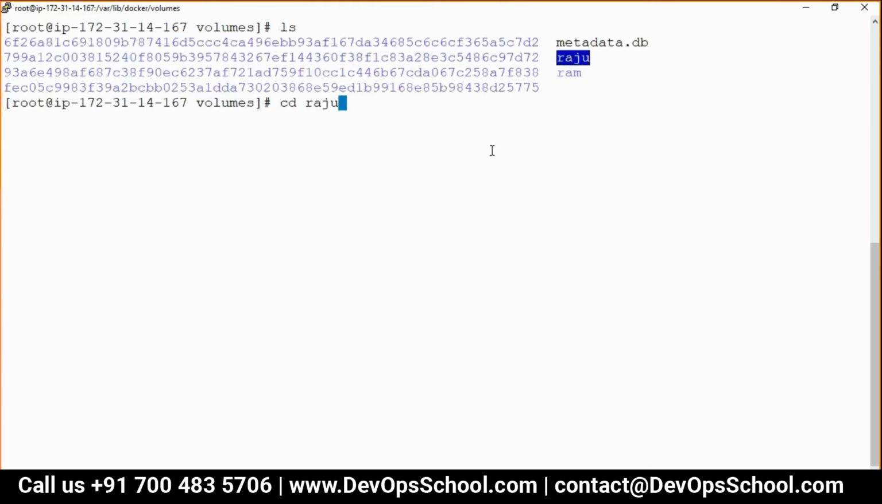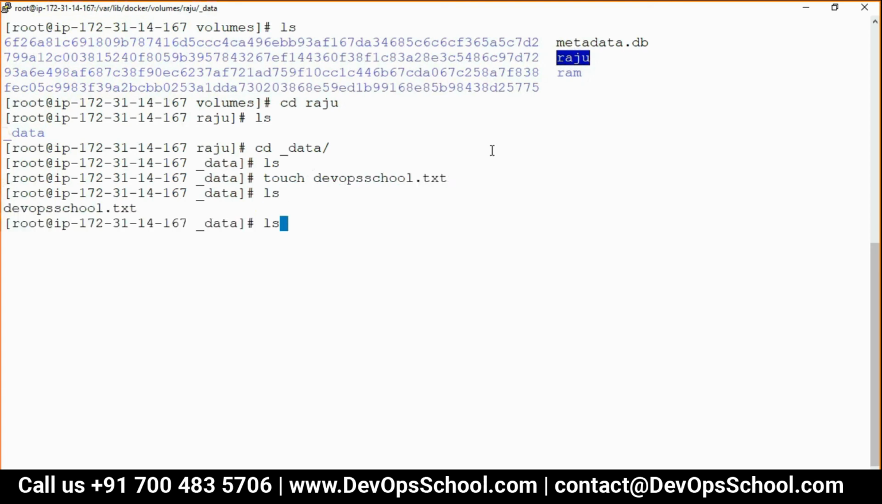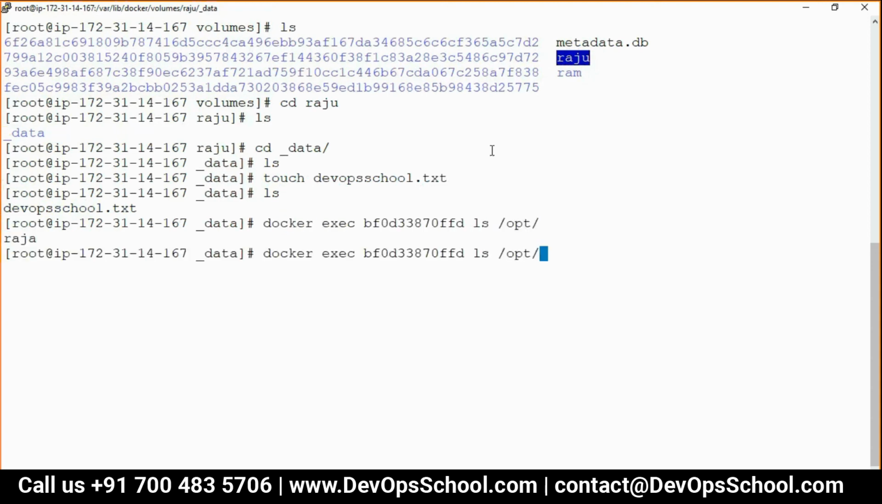Raju, cd data. See here how I'm writing: touch DevOps school.txt. See, I'm writing here. Can I list out inside a container? See? See? You write there, you want to write inside a container, no problem.